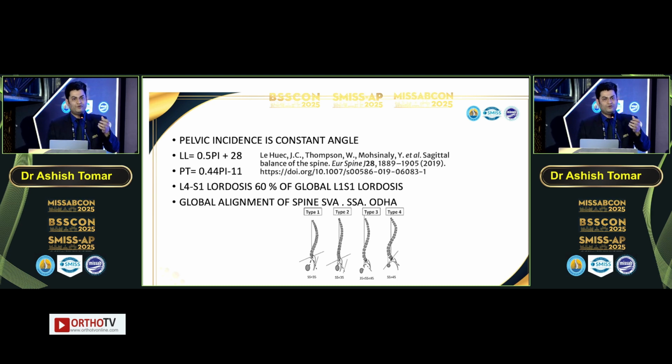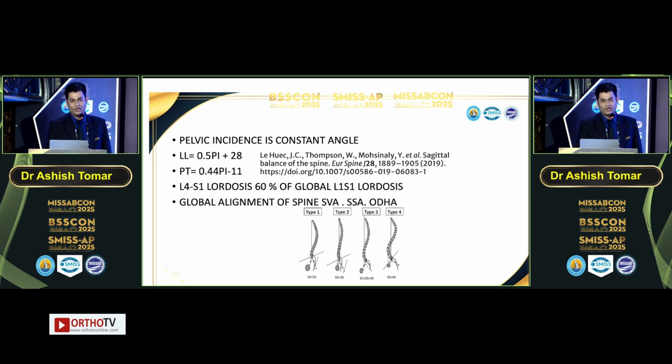So in OLIF, you can get 8 to 10 degrees of correction per level with OLIFs and anterior surgeries. So if you plan three levels, you'll get around 30 degrees of correction. So that is the basis of how we plan our cases. Another important fact, L4 to S1 lordosis: 60% of global lordosis is L4 to S1.